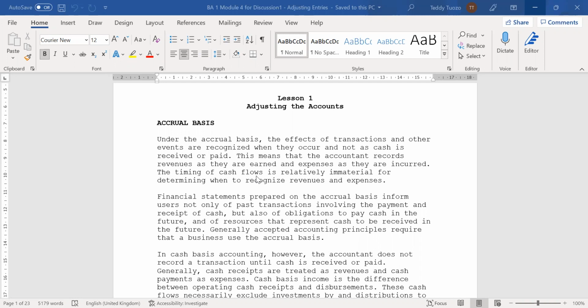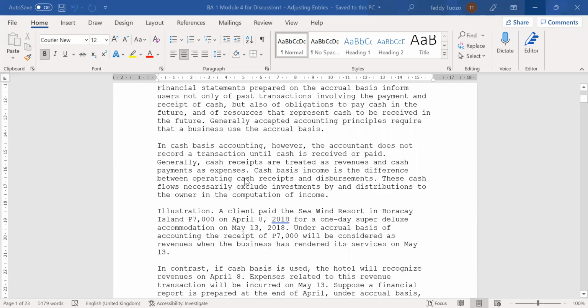What's important, class? Most of the accounting application would be on accrual basis, not really on cash basis. Then we will discuss thoroughly how to prepare these adjusting entries.